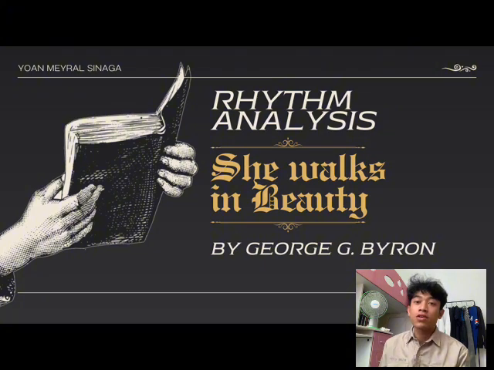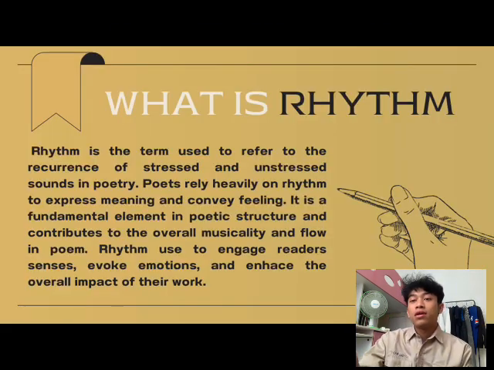My name is John Sinaga from English Literature Batch 2023, and here I will explain to you the rhythm analysis of the poem "She Walks in Beauty" by George Gordon Byron. So, let's start. First, I will explain what rhythm is.